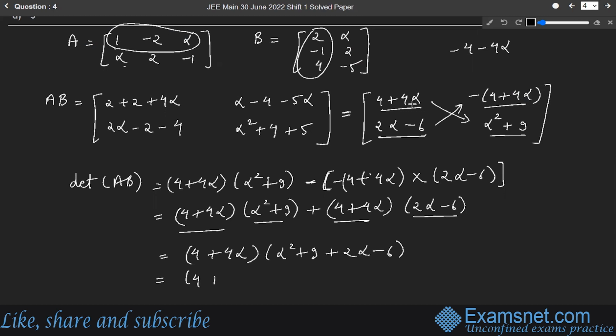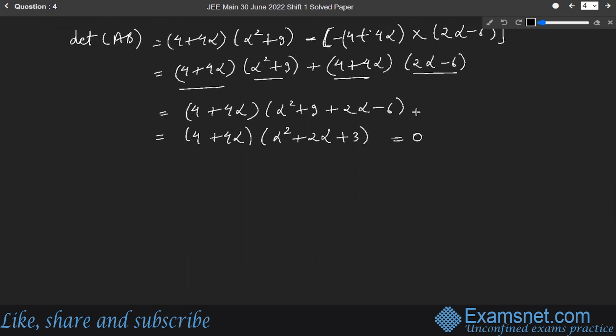Further, it will be equal to (4 + 4 alpha) and (alpha square + 2 alpha). 9 minus 6 is 3. So alpha square + 2 alpha + 3. But in the question, it is given that the determinant of AB is equal to 0. It means that this expression is equal to 0. So we have two possible cases: when 4 + 4 alpha is equal to 0 and when alpha square + 2 alpha + 3 is equal to 0.